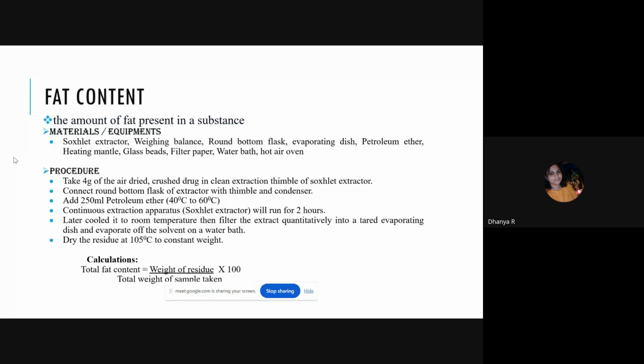Now the calculation: total fat content is the weight of the residue divided by the total weight of the sample taken, into 100. The weight of the residue that you got at the end of the experiment divided by the total weight of the sample that you have taken, that is 4 grams, into 100. That would be the total fat content.